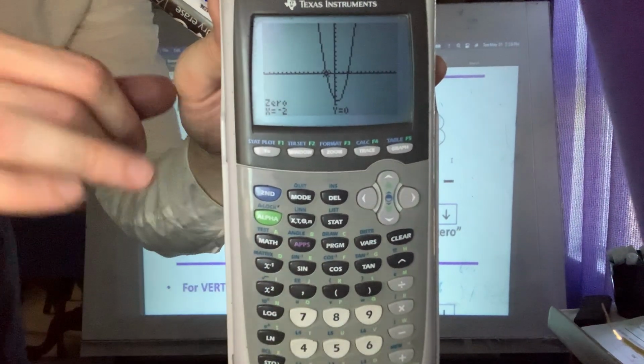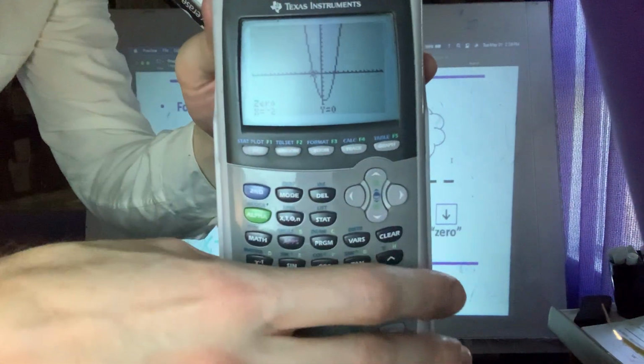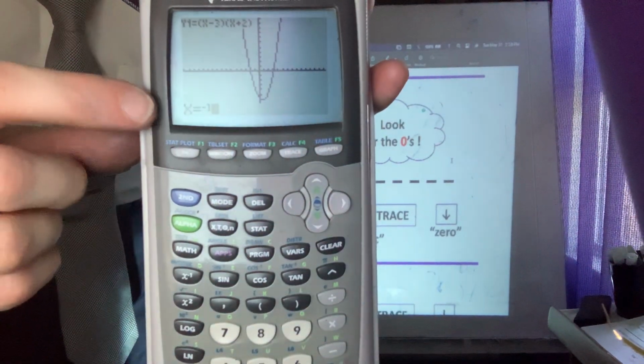It tells you y is 0 because it's an x-intercept when x is equal to -2, right? That's only one of them, right? And then you go through the motions again.